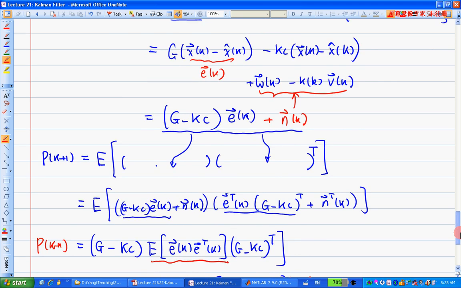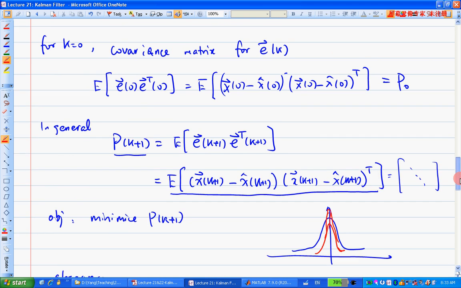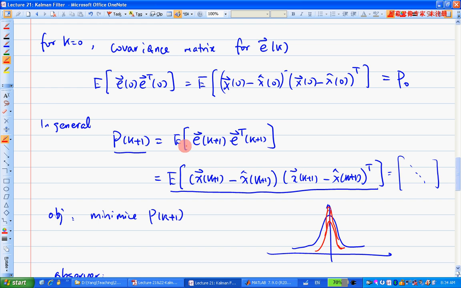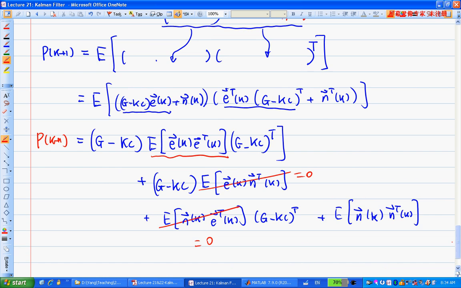Here's the clock in the morning. P of K, what's the P of K here? P of K is the covariance of this, right? So then, how about this guy here? What should we call this? This is P of K, right? It's P of K here. So now you've got yourself a recursive discrete difference equation, right?